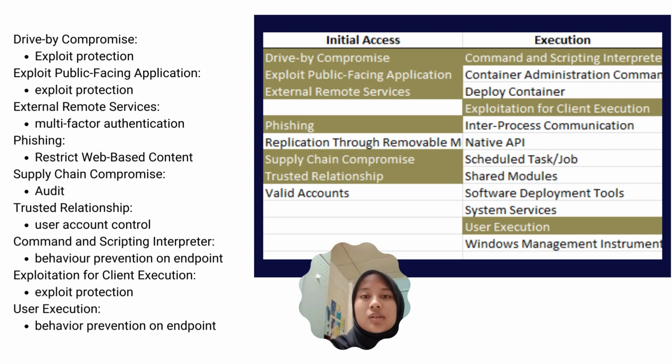For phishing, we can mitigate by restricting web-based content. So, determine if certain websites or attachment types that can be used for phishing are necessary for business operation, and consider blocking access if activity cannot be monitored well or if it poses a significant risk.